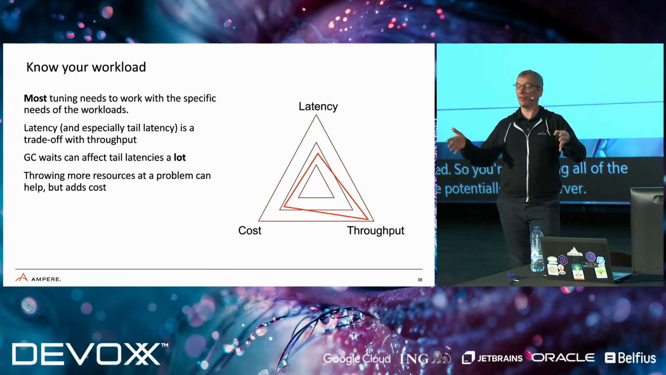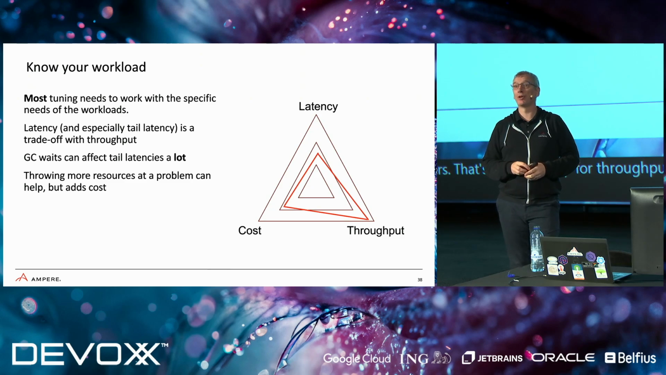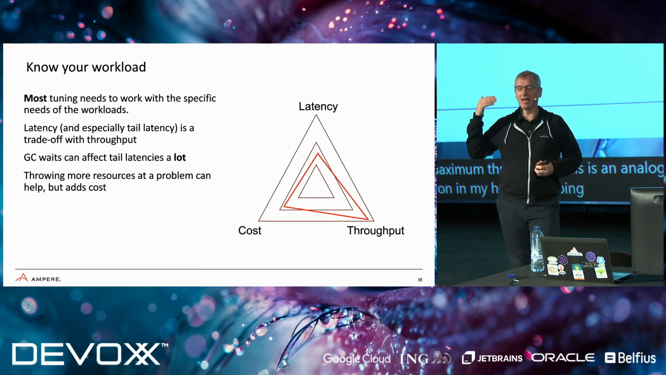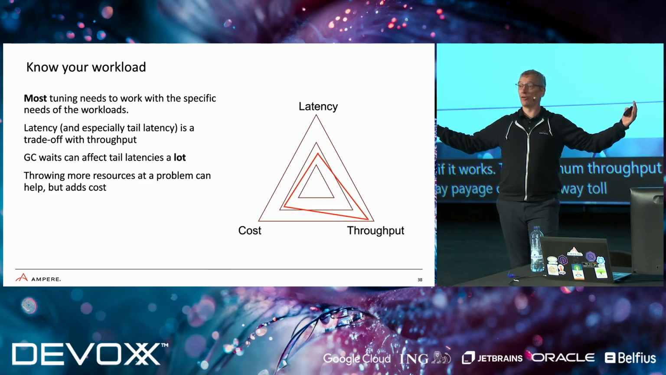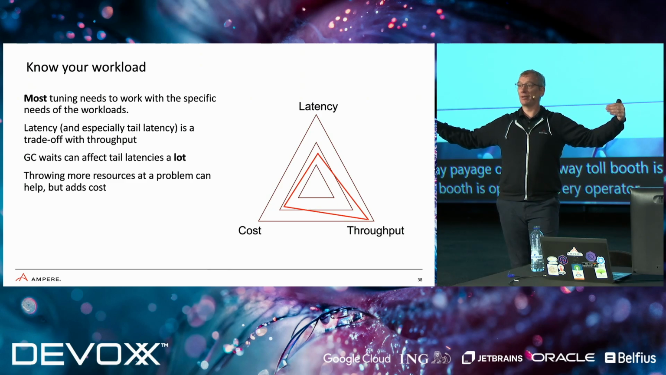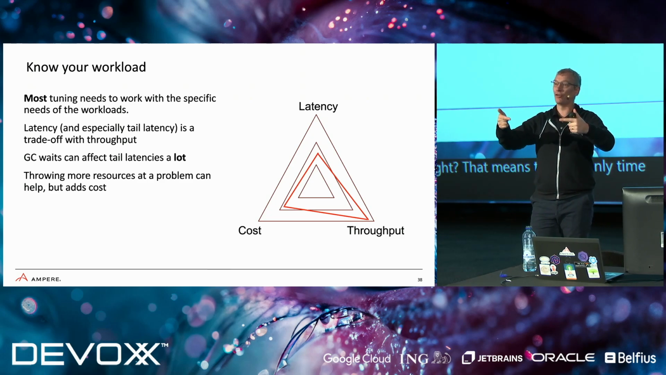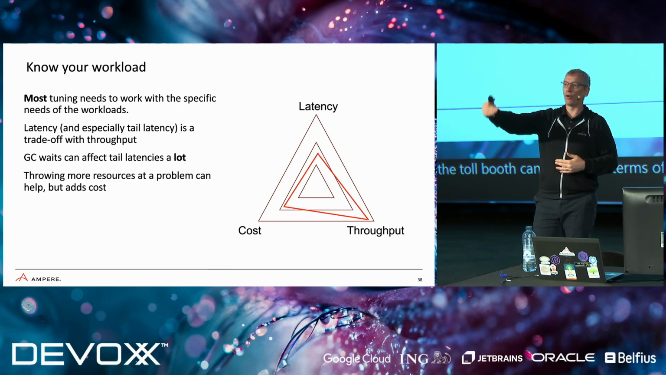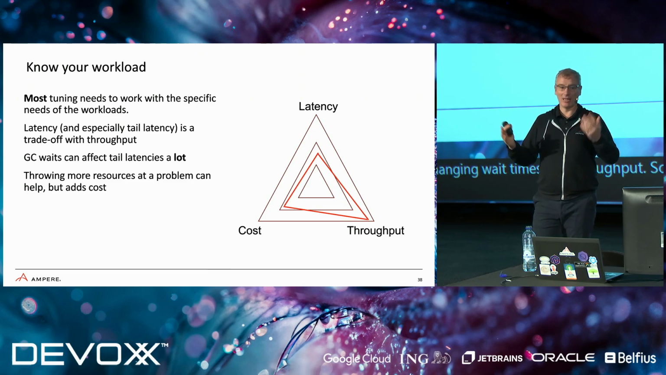The more that you add buffers, that's going to help for throughput. Think about the maximum throughput. This is an analogy I've been working on in my head. I'm going to say it out loud and we'll see if it works. The maximum throughput for, say, a motorway péage or a motorway toll booth is when every single booth is open and every operator is busy all the time. That means there's a tailback, right? The only time that happens is if there's more traffic trying to get into the toll booth than the toll booth can process in terms of time. So you're exchanging wait times for throughput. So higher throughput, higher latency. It's typically a trade-off.